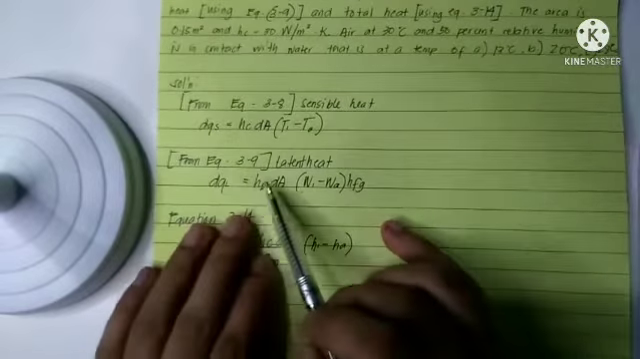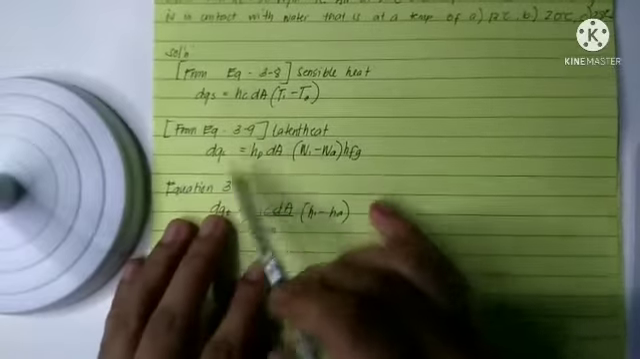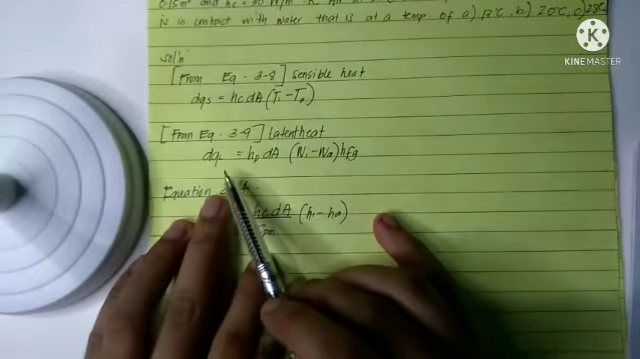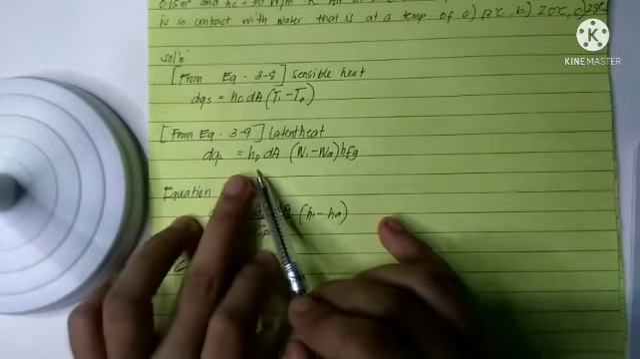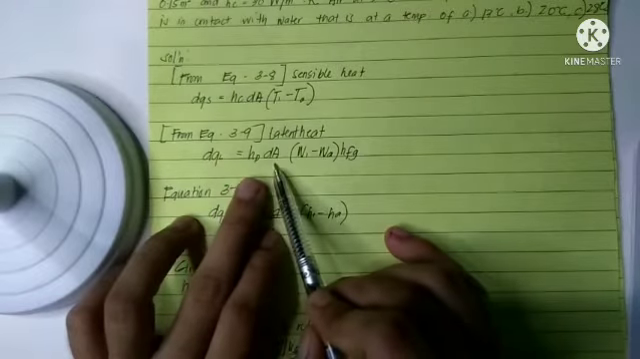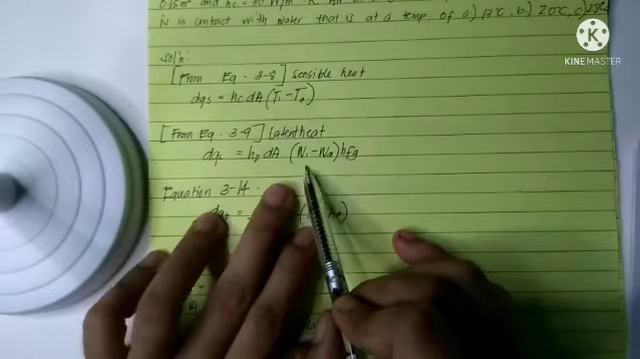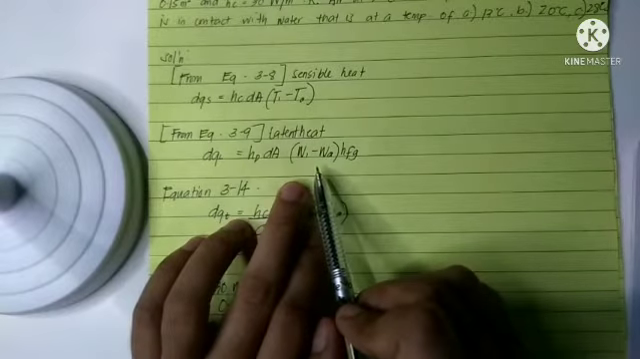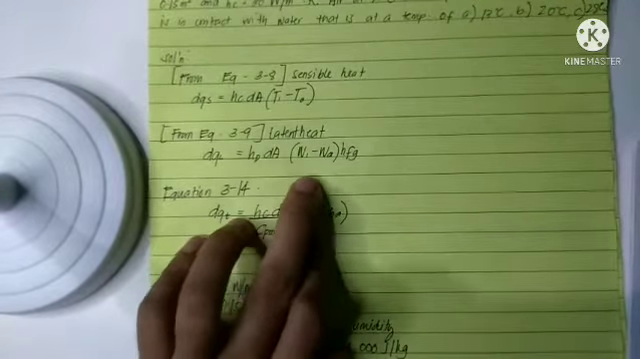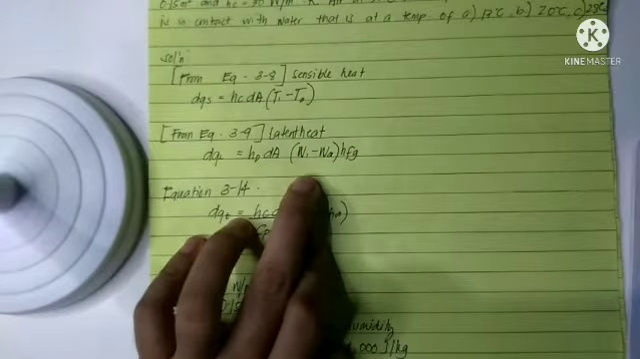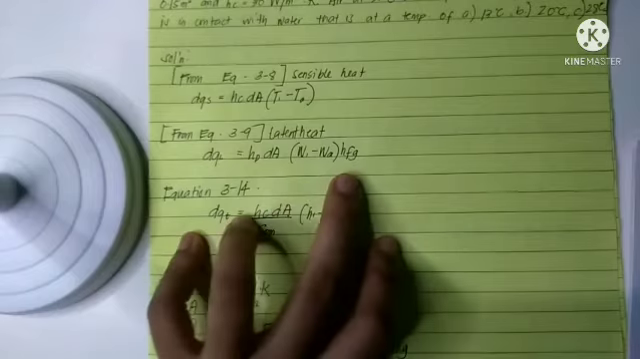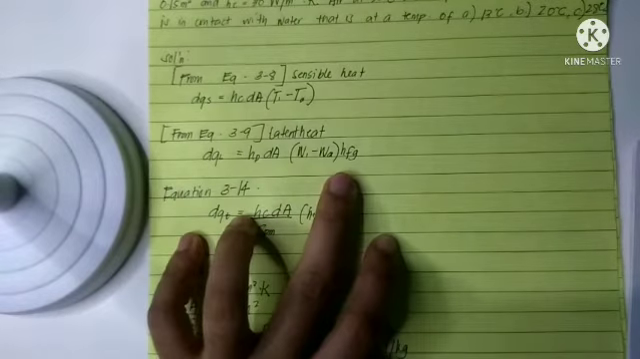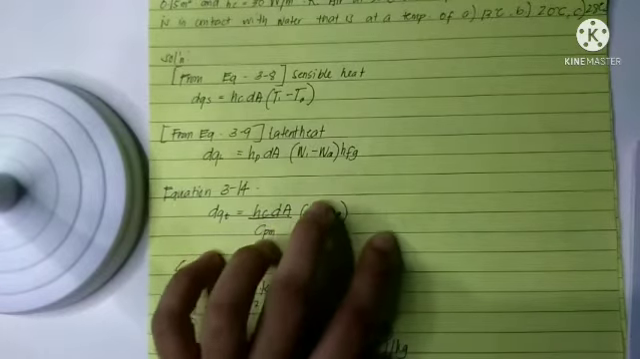Next, from equation 3-9, the latent heat formula, we have the rate of mass transfer equal to the proportionality constant times the area, times the difference in humidity ratio of air and wetted surface, times the enthalpy of latent heat.